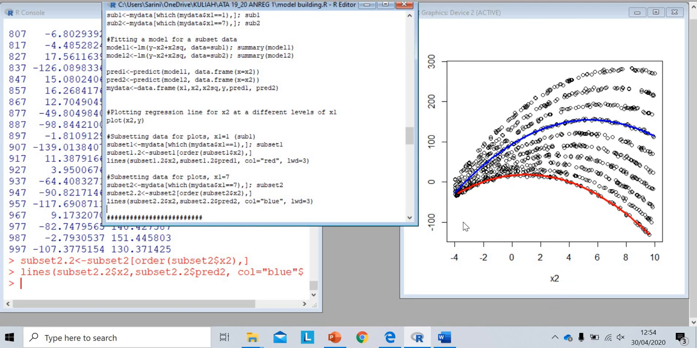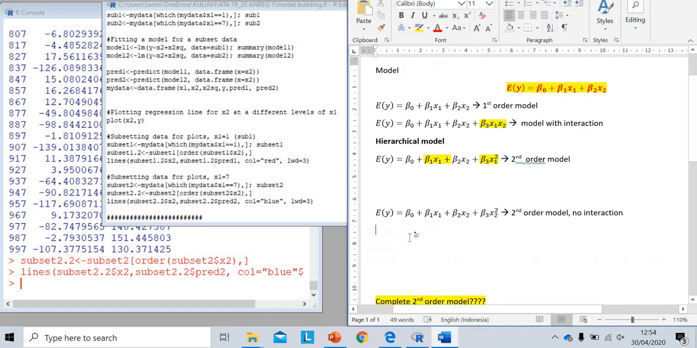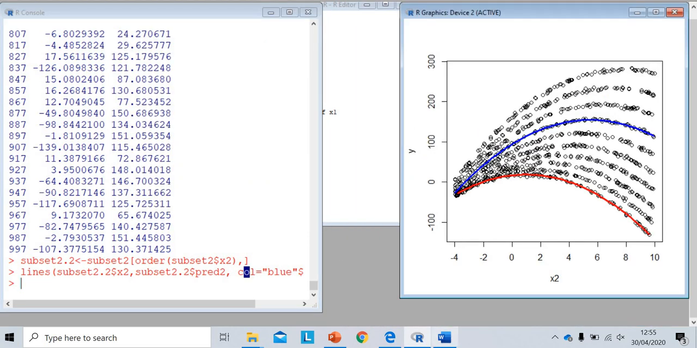The effect of x2 on y depends on the level of x1. So in this case, we put the second order term of x2, and we also need to put an interaction term between x1 and x2. So the model that we should propose for that pattern is x1, x2, x2 squared, and here we also need to put a beta for the x1 x2 interaction. So, a second order model with interaction. That's how we do that.